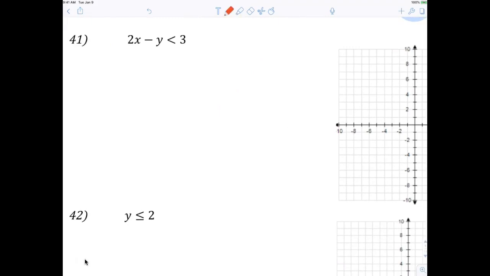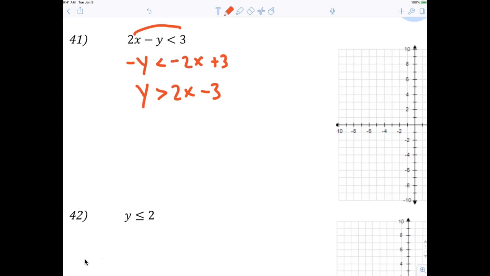All right, now be careful on this one. Let's move the 2x over. Negative y is less than negative 2x plus 3. Everybody see that? Now what do I do to the signs? Switch the signs. So I have y is greater than 2x minus 3. Everybody pretty happy with that?